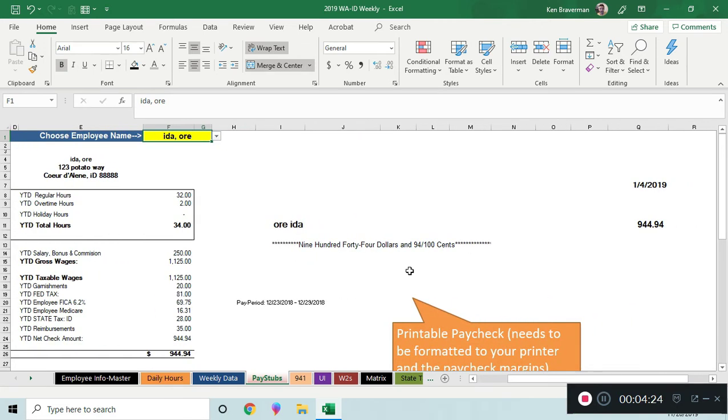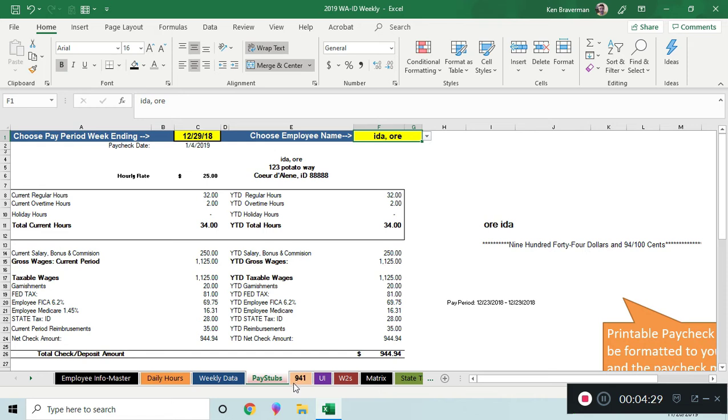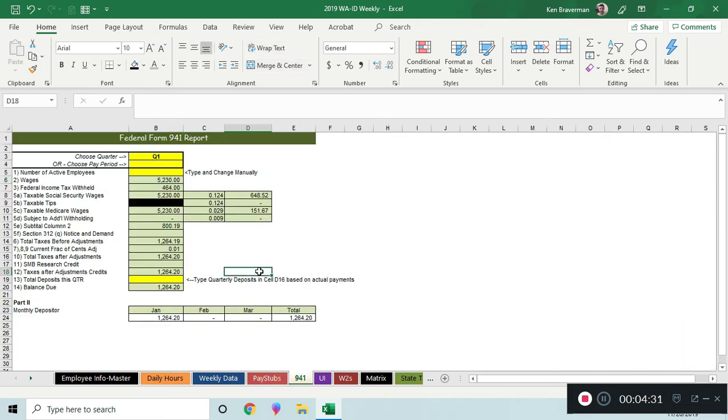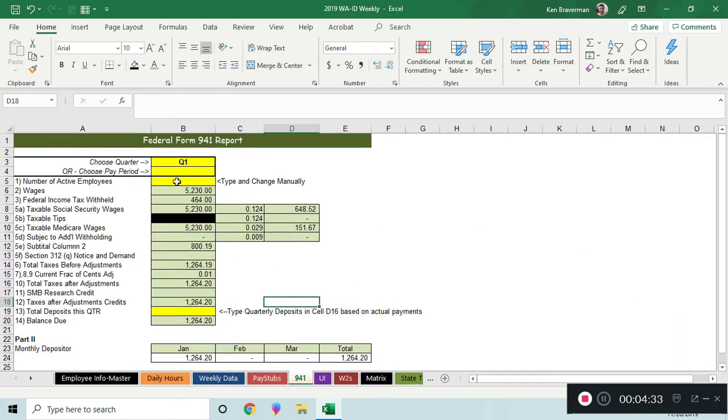You also have an area here where you could use this to print checks if you want to line this up with your checks and print them. You also have 941 reports that you need to file quarterly for the federal government and make your deposits. This reconciles that automatically. You just change the quarter and it gives you the information for that quarter.